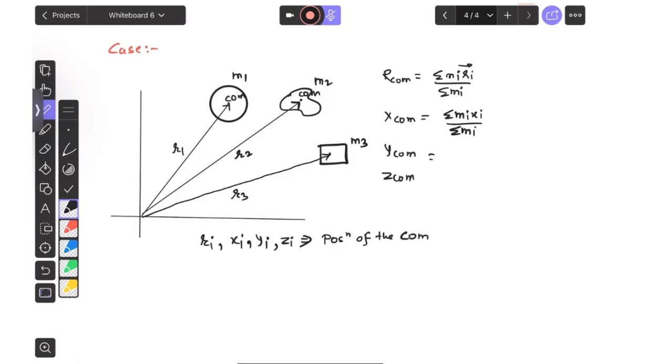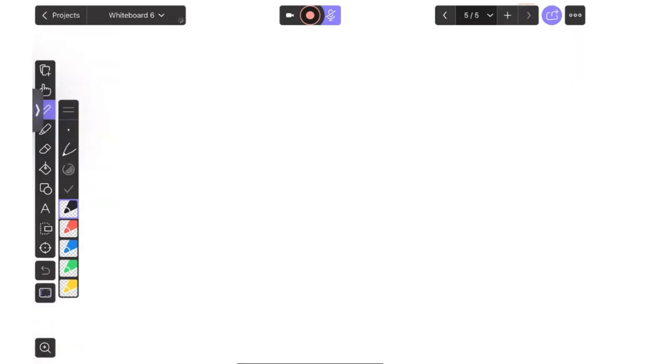The next case is when we are not going to have discrete masses in a system, like point masses or individual chunks of masses. Instead, suppose I have a continuous mass distribution. Before we go to such cases, I'll take a very simple case of how to determine the center of mass of a uniform rod, so that you get the idea. Then I'll talk about how to do it in general for continuous mass distributions.